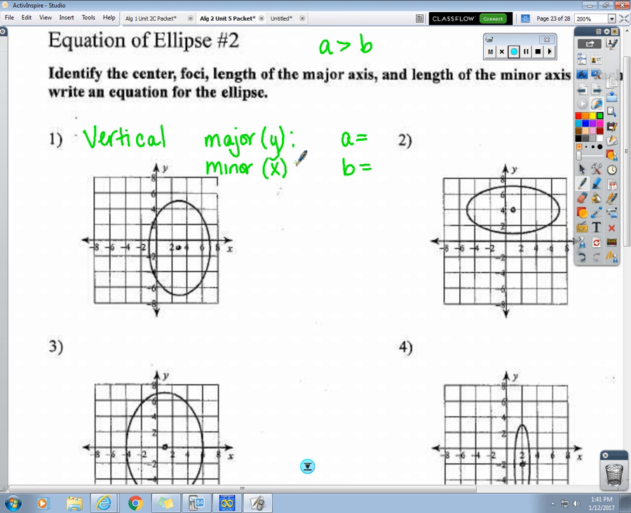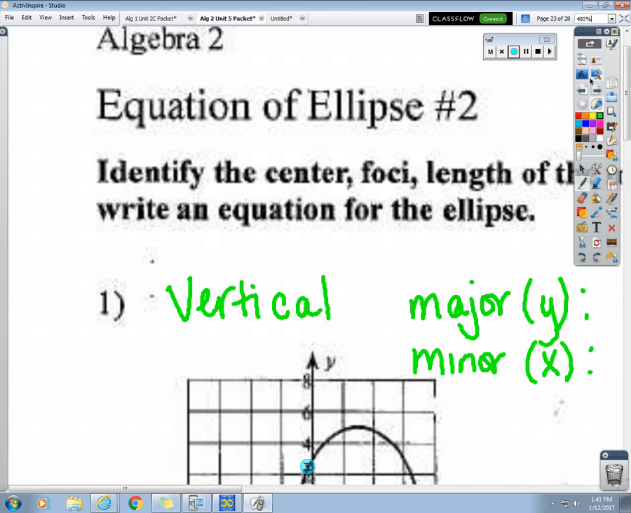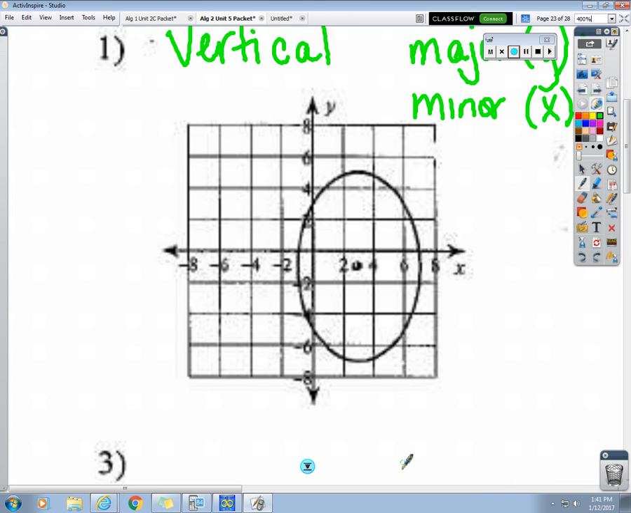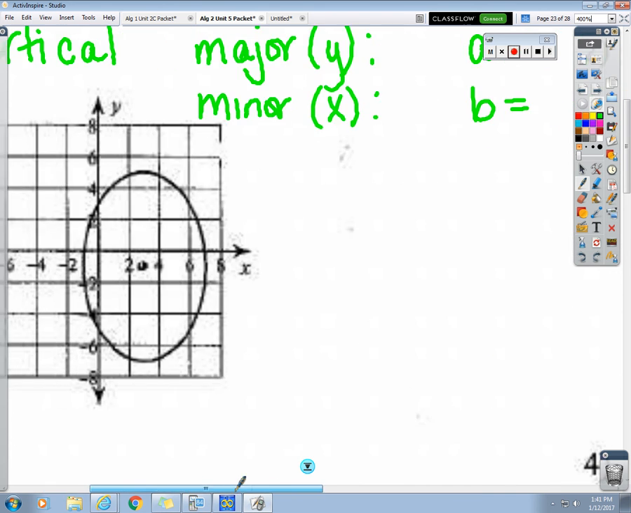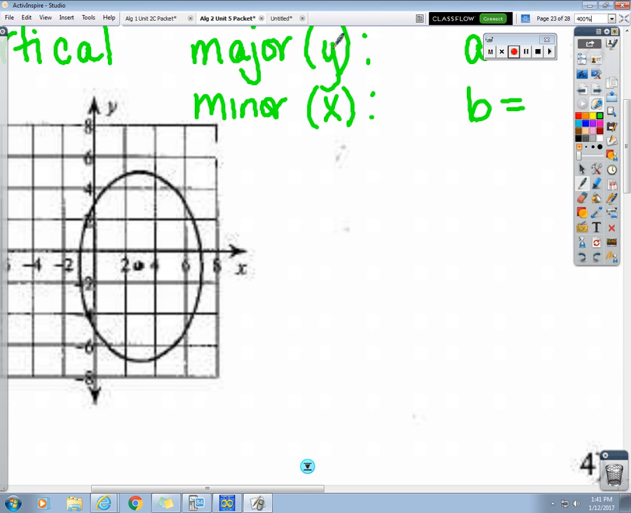Okay, so how long, now this gets tricky because look at this graph. I'm going to zoom in on it. It is going by 2's. So you got to be careful here. So when I try to find the major axis, which is y, up and down, from the center, watch me count it out. 1, 2, 3, 4, 5, 6.